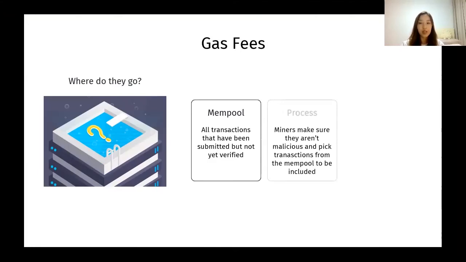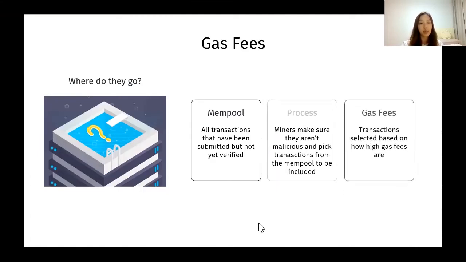So miners validate transactions before execution to make sure they are not malicious, and then they pick the transactions that should be included in the next block from the mempool. And miners select what transactions should be included in the next block based on how high the gas fee users set prior to submitting the transaction. So the higher the gas fee, the higher chance a miner will be willing to include your transaction in the next block. And this situation is where the competition comes in, since you compete with everyone else setting gas fees during that time frame for block space.